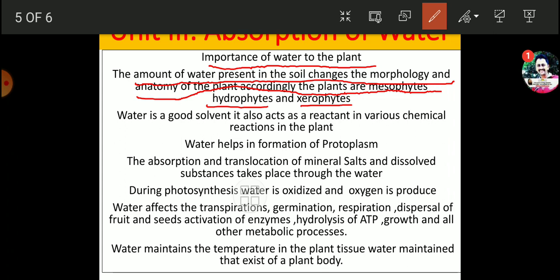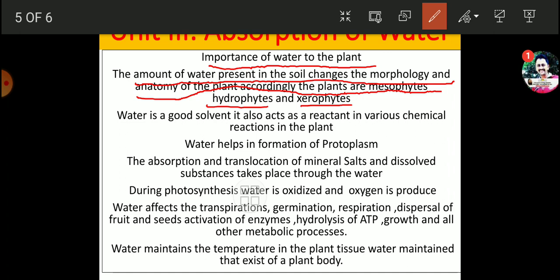Keep in mind, suppose there is a small amount of water present in the soil, then definitely xerophytic plants grow there. If mesophyte plants are growing there, definitely the amount of water is more as compared to the place supporting xerophytic plants. And hydrophytes, we know, are plants growing in a liquid medium. Hydrophytes never show spines; they do not produce spines for checking the rate of transpiration.